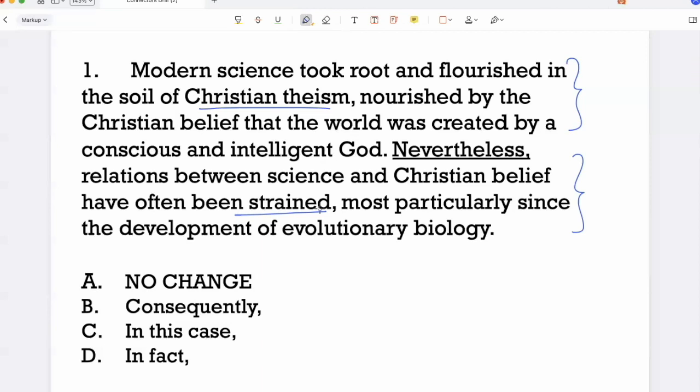So I can see that the relationship between the two sentences is one of contrast, right? So nevertheless, which is a contrasting connector, actually makes sense here. So I like this.